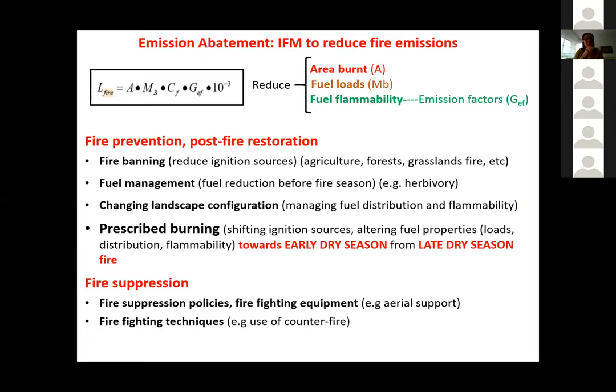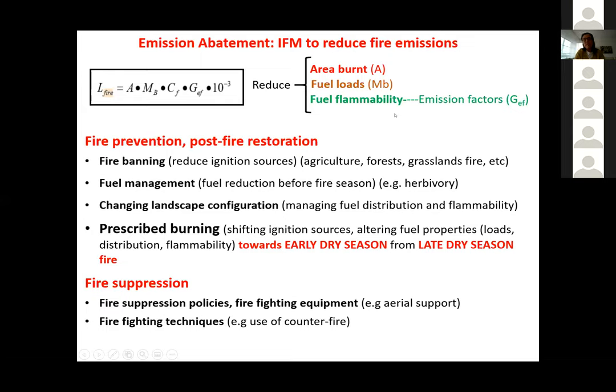And to reduce emissions from fires, we would have to reduce the area burned, the fuel loads, or to affect the fuel flammability, so the emission factors. Integrated fire management will be nicely discussed by our next speaker, Anya, but basically you can affect these three variables from any of the three processes of any fire management: prevention, suppression, or restoration. Each of these phases has different cost benefits and are more useful than the others.